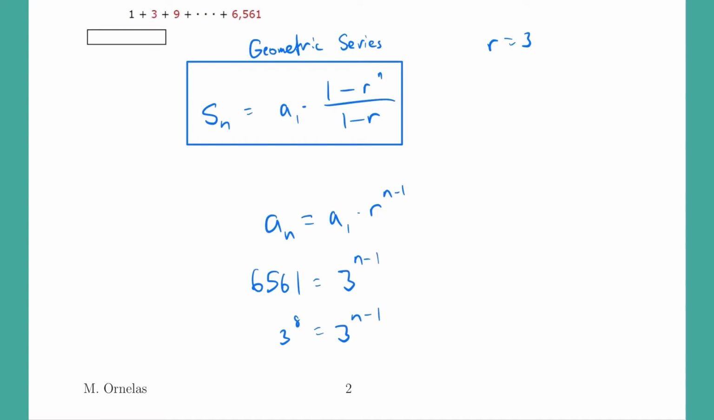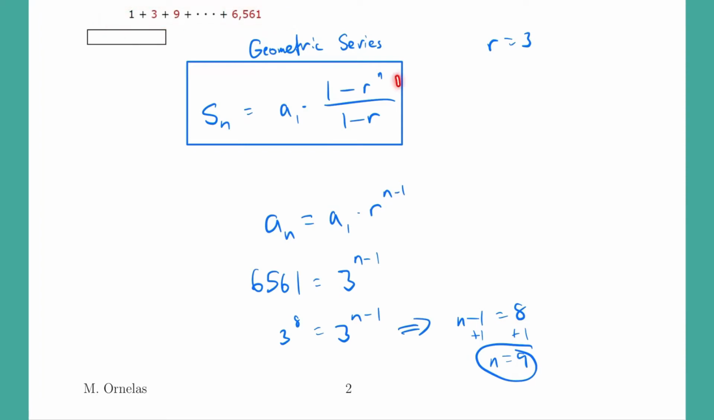All right, and now because the bases are the same, we can set the exponents equal to each other. That's a one-to-one property for exponential functions. So that implies that n minus 1 must equal 8. Add 1 to both sides, n equals 9. So now we know that there's 9 terms altogether.